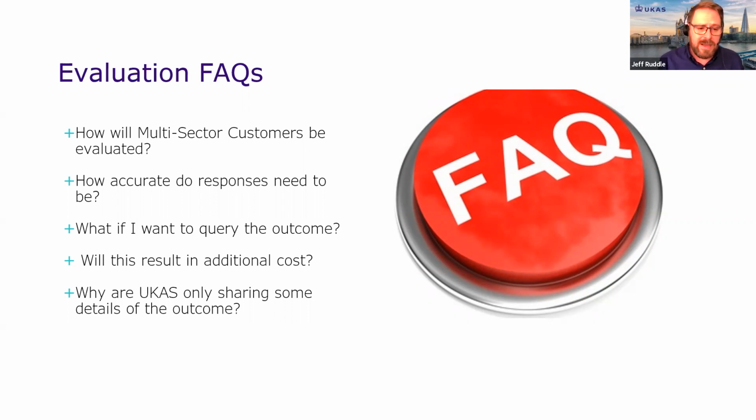What if you want to query the outcome? Obviously, if you have an outcome which you're unclear about, your first route would be to talk to your assessment manager and your assessment team. They should be able to explain to you why you've got the outcome that you have, what it is that's causing those issues, and hopefully agree with you how we go about improving that in the future.